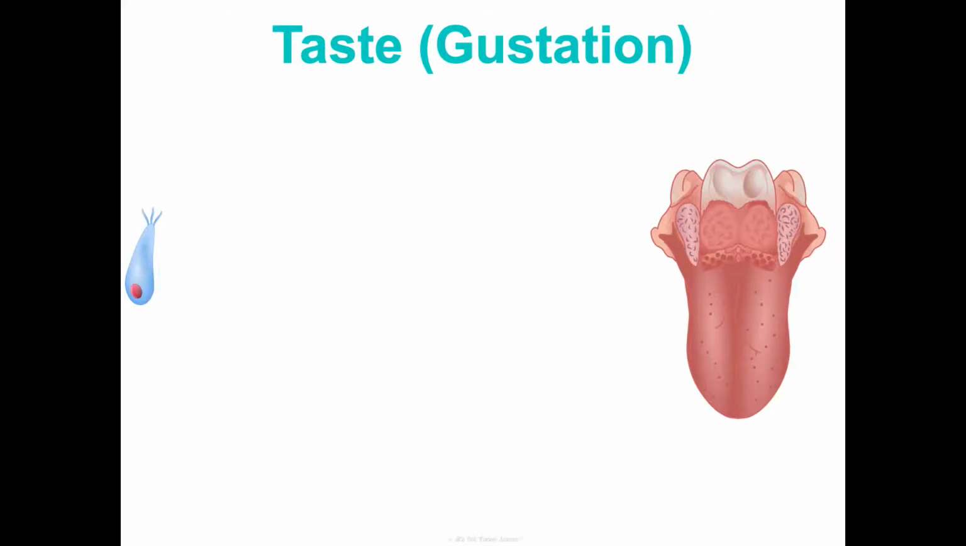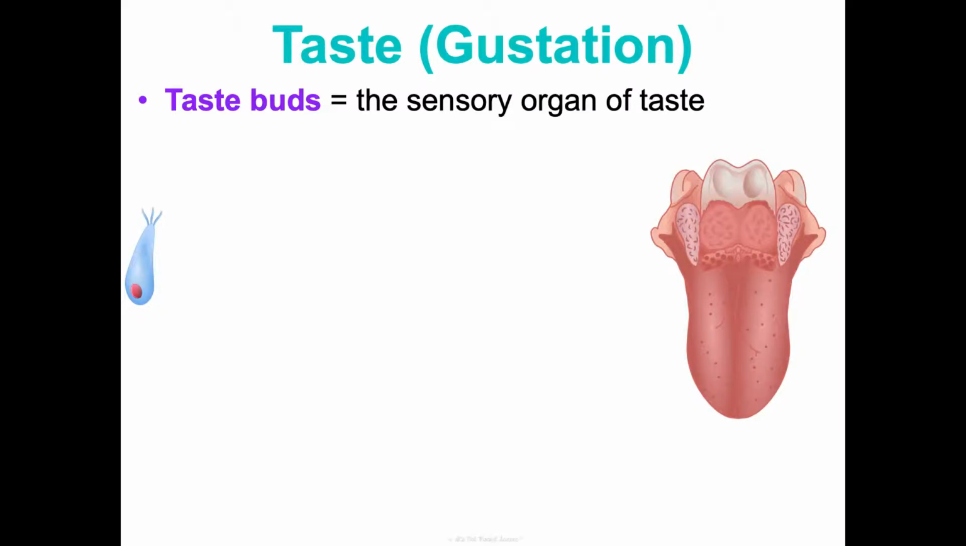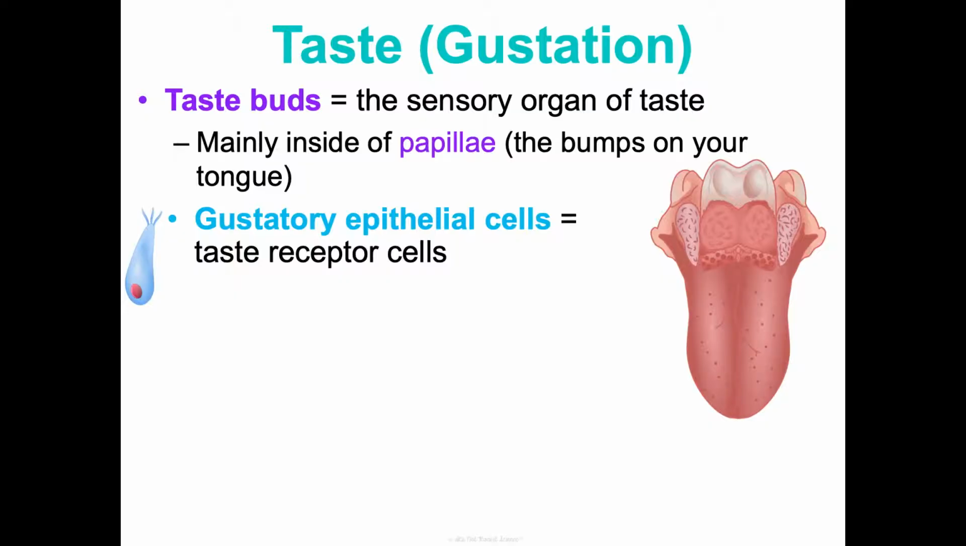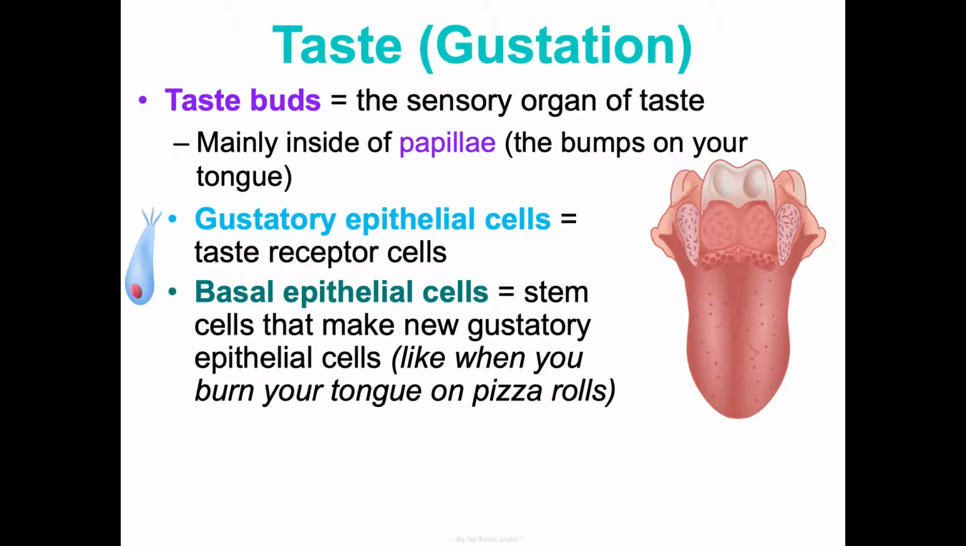All right, let's talk about taste, or gustation. Your taste buds are the sensory organ for taste. So we talked about how your eye was a sensory organ for vision. Taste buds are for taste. And they're mainly housed inside of papillae, or the bumps on your tongue. Two types of cells are important: gustatory epithelial cells, which are your taste receptor cells, and then basal epithelial cells.